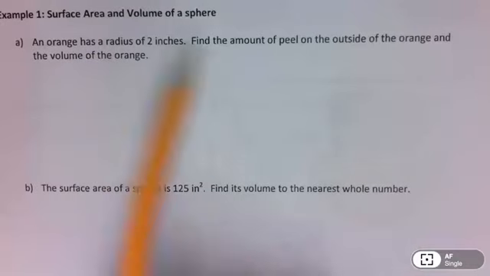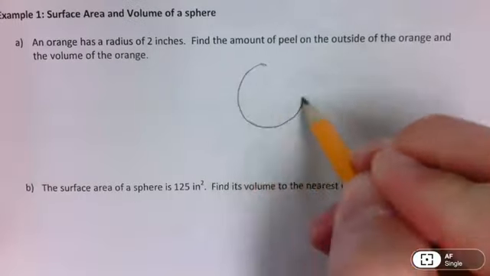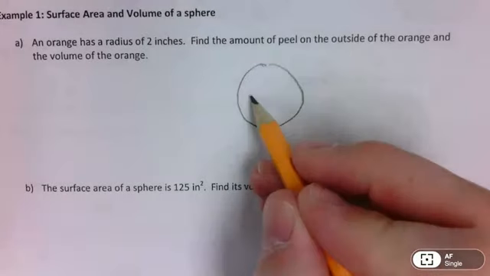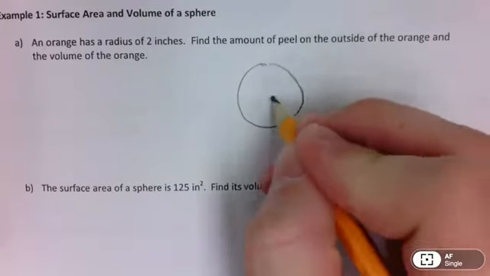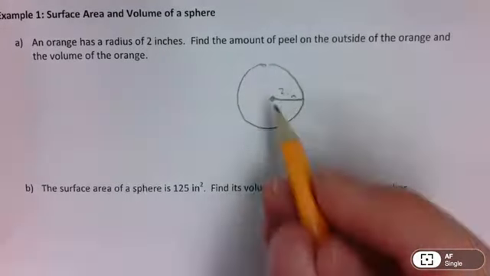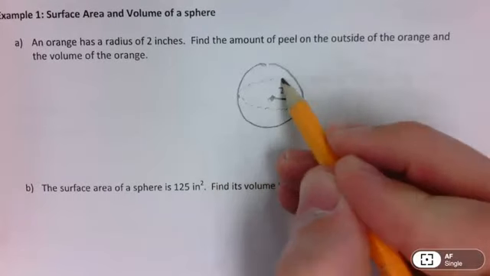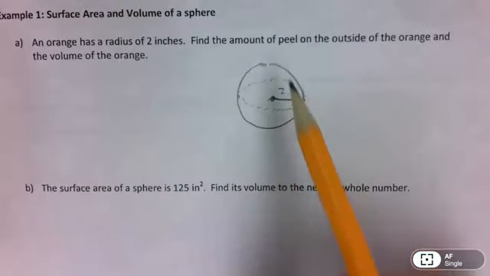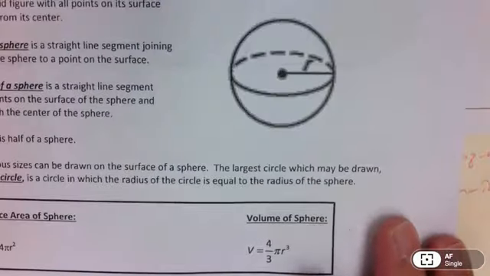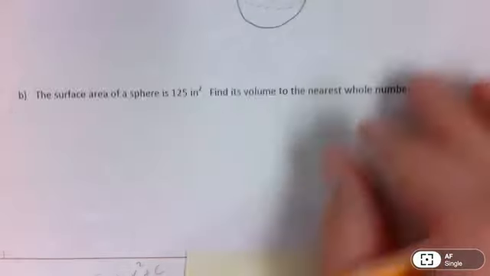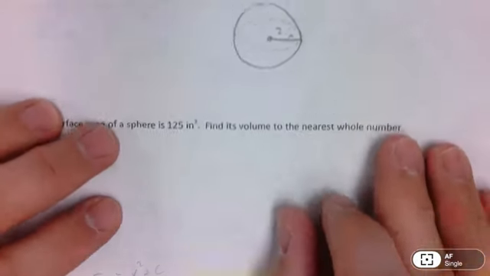You've got an orange. I'll have to assume an orange is roughly a sphere, and the radius is 2 inches. I usually draw something like this so you can give it that 3D effect. So you've basically got your sphere, like up at the top, and the radius is 2 inches.